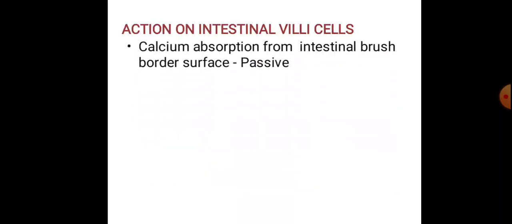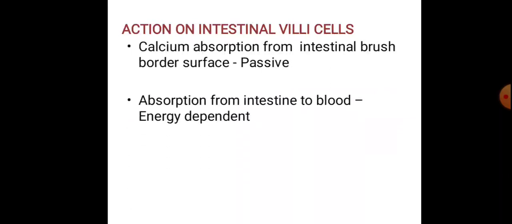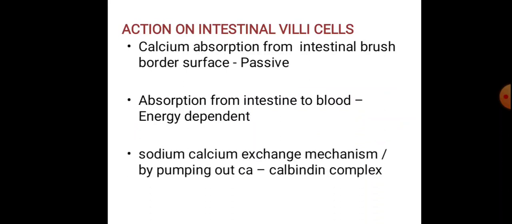Next is the action on intestinal villus cells. The calcium absorption from the intestinal brush border surface is a passive process, and absorption from the intestine to the blood is an energy dependent process. And it is by sodium calcium exchange mechanism or by pumping out calcium binding complex. So just remember, from the intestinal lumen to the intestinal cells, it is a passive process, and the absorption from the intestinal cells to the blood is an energy dependent process, mediated by sodium calcium exchange mechanism or by pumping out calcium binding complex.